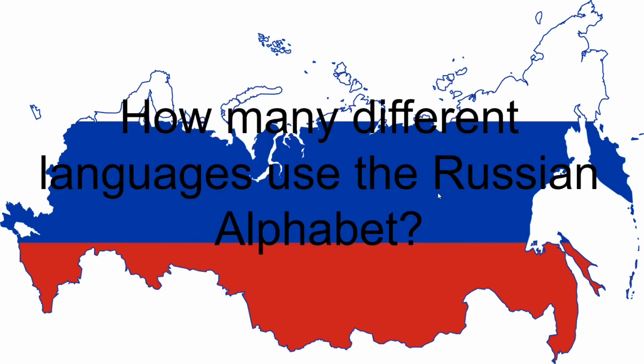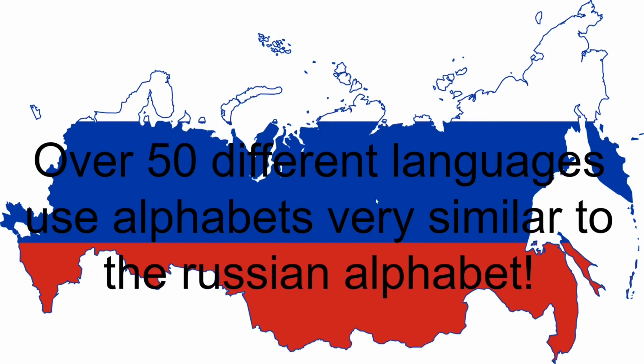Moving on, how many different languages use the Russian alphabet? So over 50 different languages use alphabets very similar to the Russian alphabet, or very similar to the Cyrillic alphabet, including Kazakh and Belarusian and other languages like Ukrainian. A lot of the other alphabets of the other languages add the odd letter or take away the odd letter. Usually they just add the odd letter. But yeah, so just a fun fact.